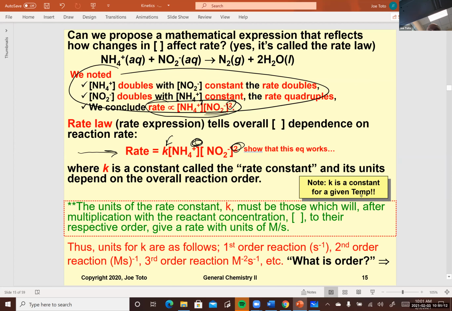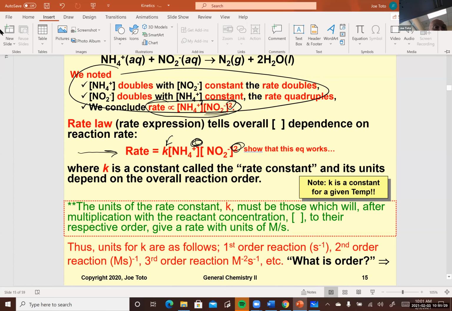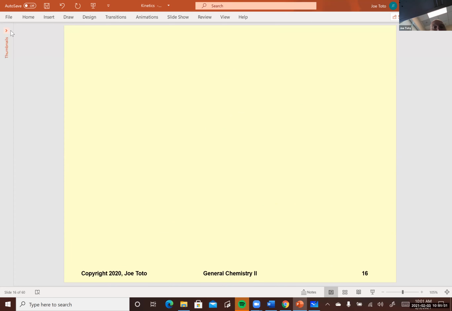And K still needs to be determined. But before we go on and talk about K, let's go back and prove that that's true when we propose this rate law. So I want to insert a new slide. All right. So let's show this.